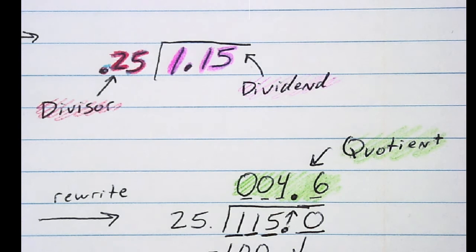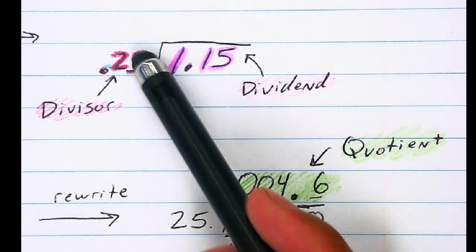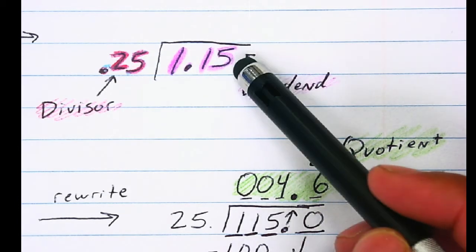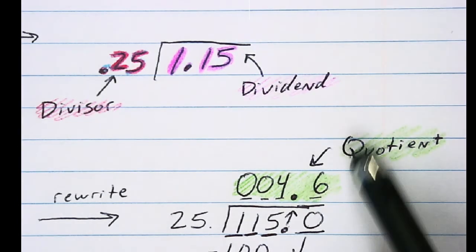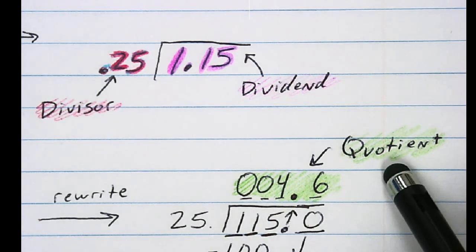So I went back through my notes and I colored everything. I colored these 3 different colors. The divisor is the number on the outside. The dividend is the number on the inside of your division problem. And your answer is called the quotient. Kind of like how product was called the answer to a multiplication problem. The answer to a division problem is called the quotient.